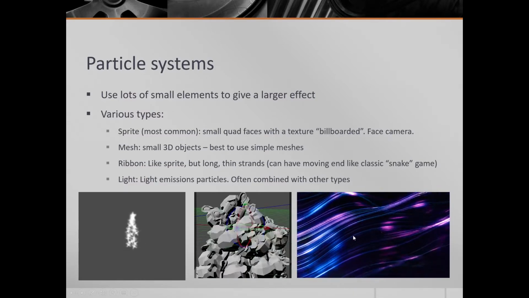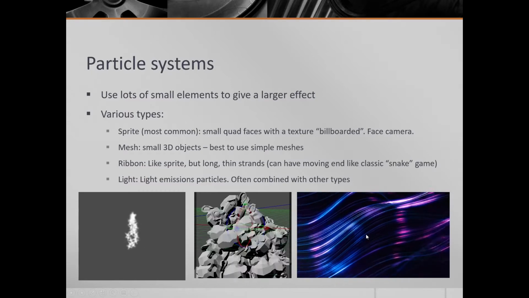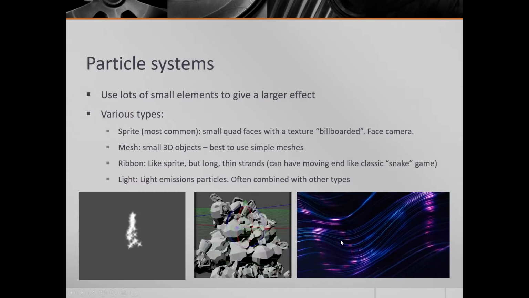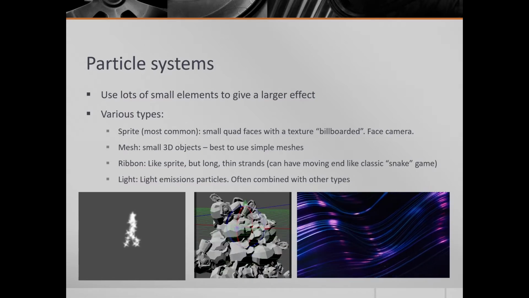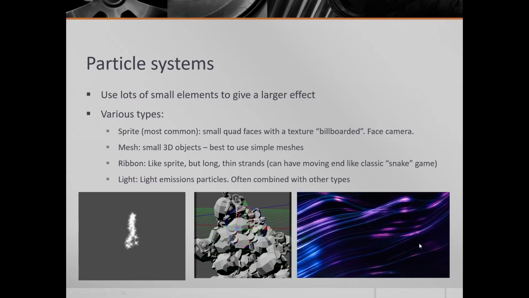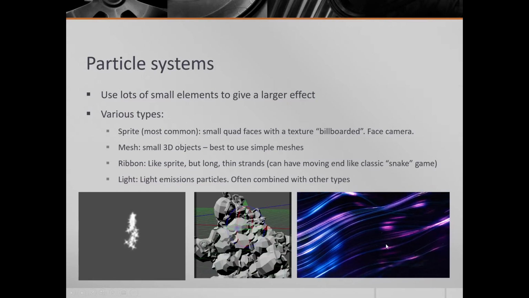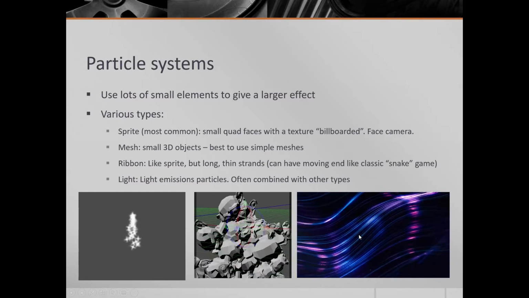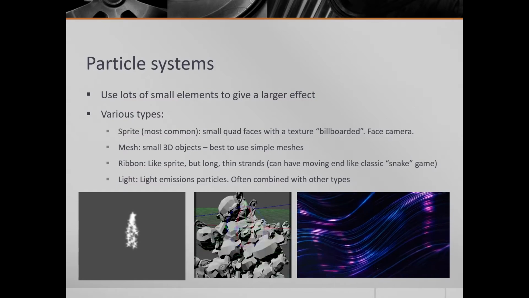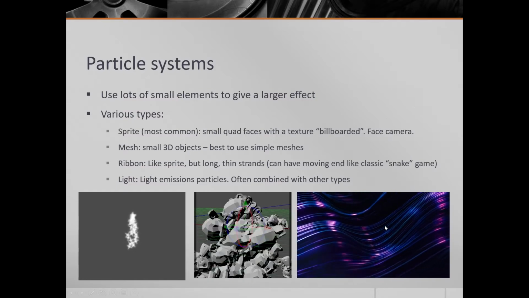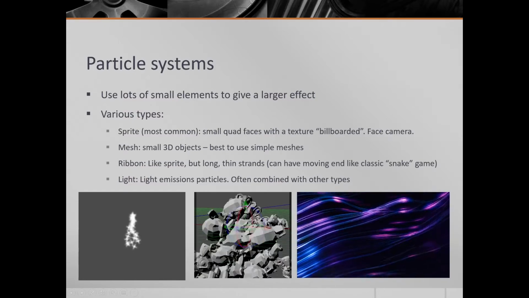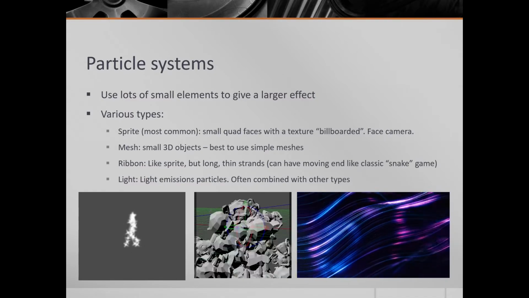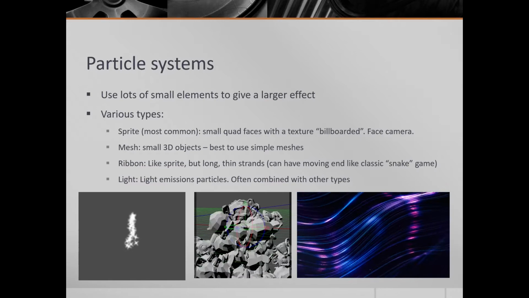And then the last one over here is a ribbon-like system. So it's like a sprite, but it's got long, thin strands. And they can be fixed at one end, like this looks like almost a hair-like system. It's not a proper hair system. Or they can be moving through space, where the front end is moving along and the back end is disappearing to follow it, like the classic Snake game.